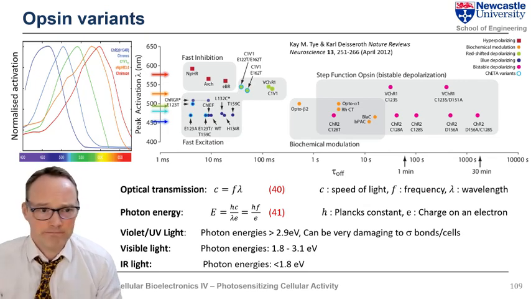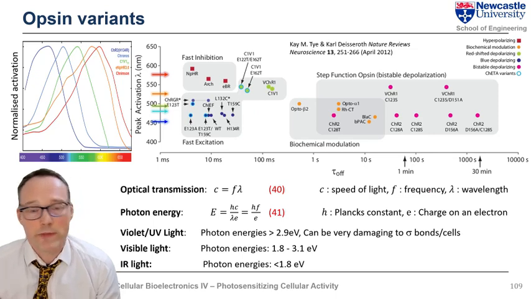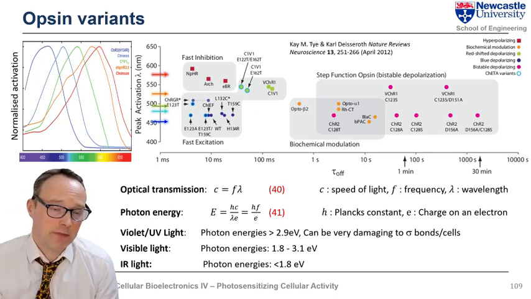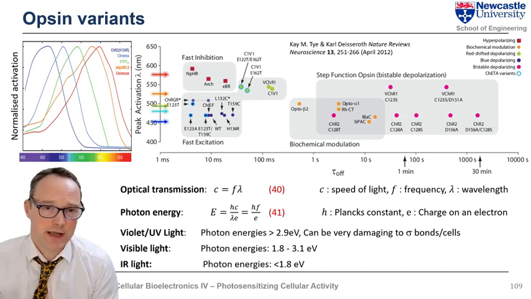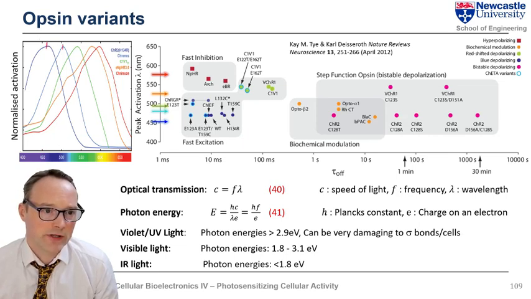So what does this all mean? Well, one of the other things that we've been exploring within the field, and I'm not a molecular biologist, I tend to make the electronics, is how to shift the colors. Generally speaking, the violet range is bad. We want to operate in the visible range.